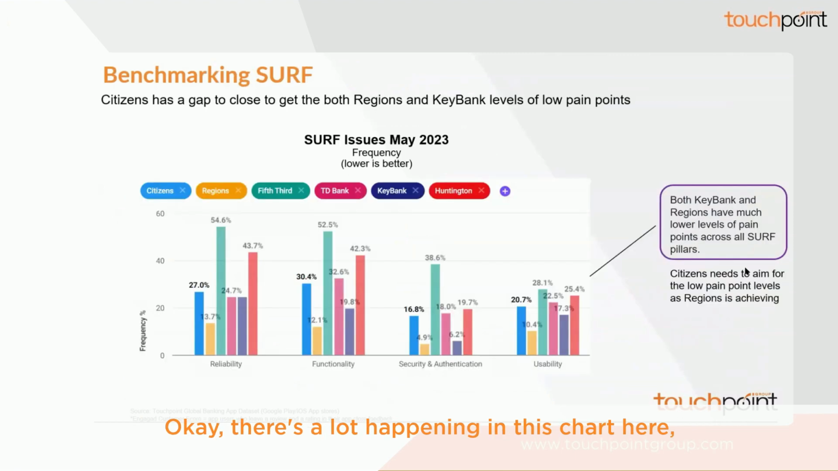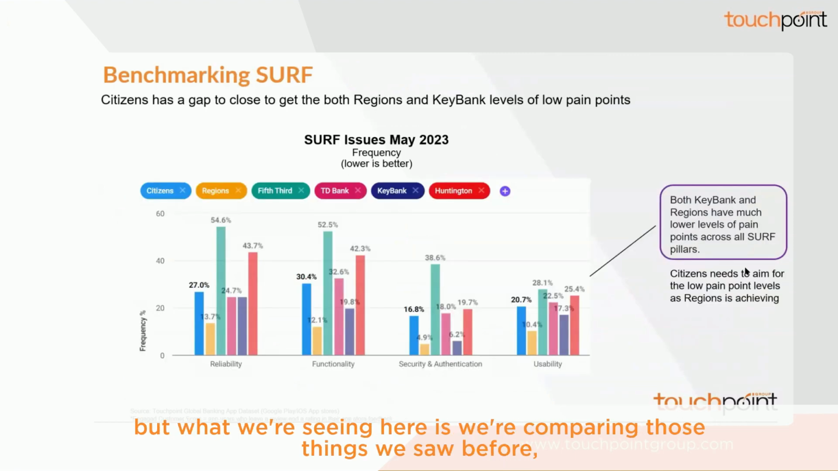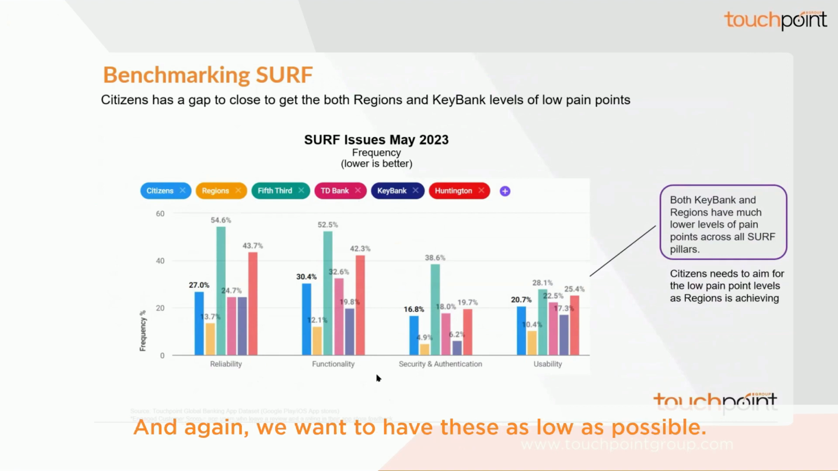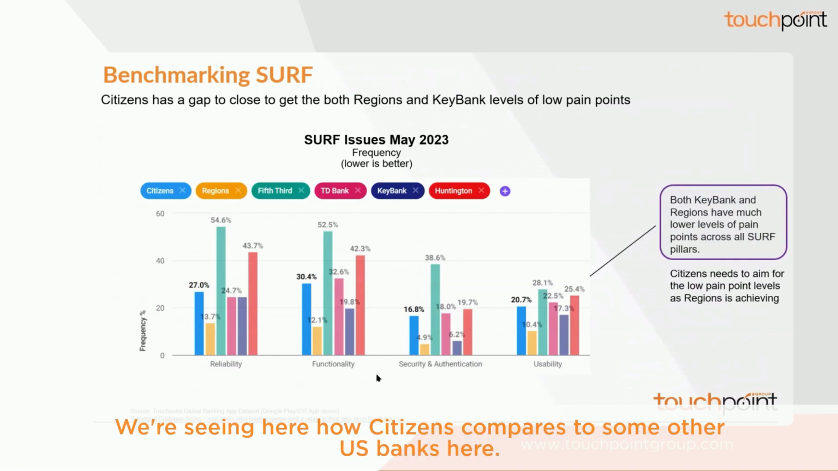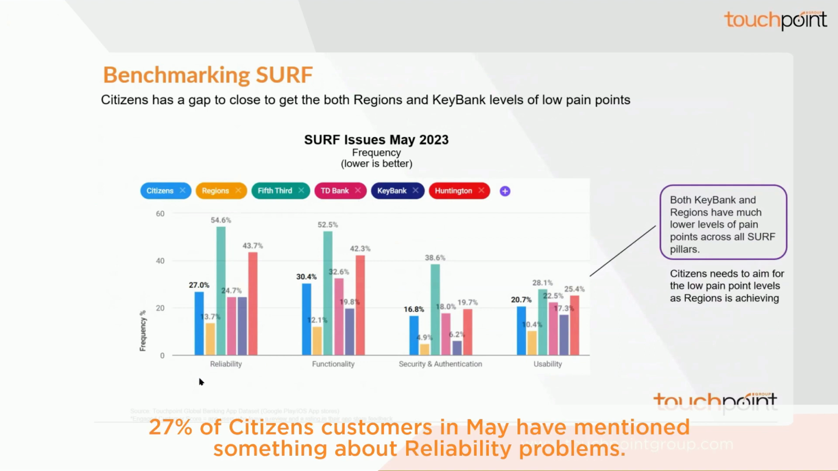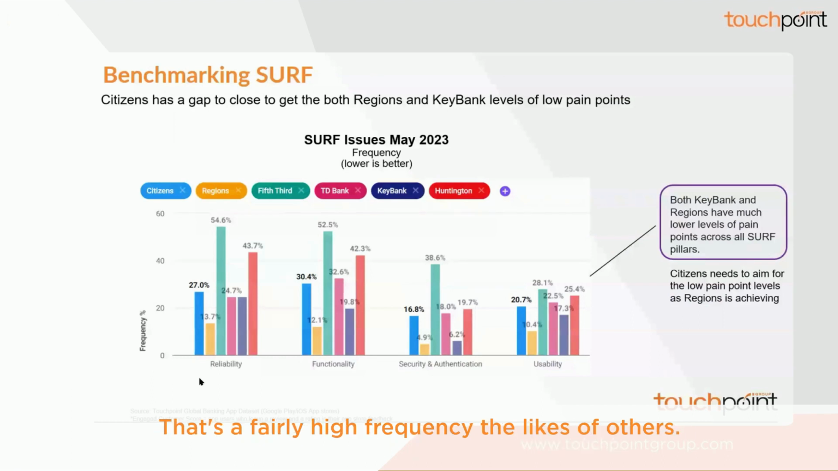Okay, there's a lot happening in this chart, but what we're seeing is we're comparing those things we saw before, those SURF issues: security, usability, reliability, and functionality. And again, we want to have these as low as possible. So we're seeing how Citizens compares to some other US banks. On the left, reliability is at 27%. 27% of Citizens customers in May have mentioned something about reliability problems. So that's a fairly high frequency.